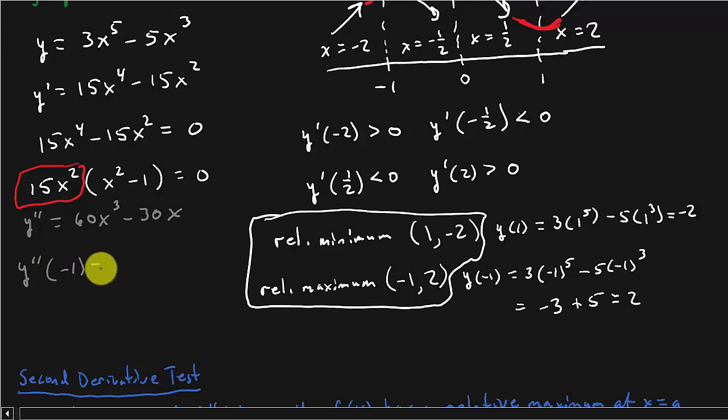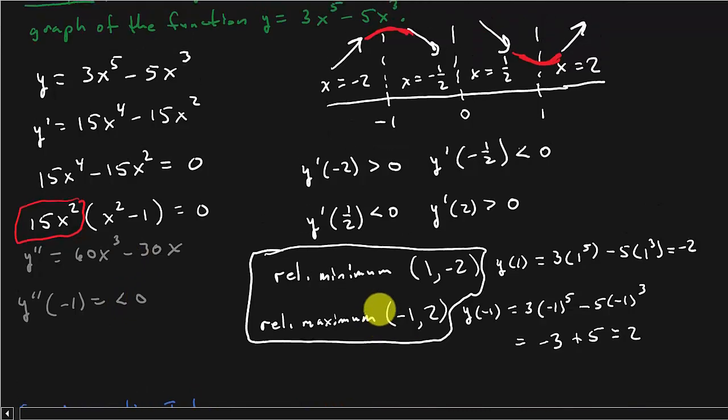So if I do y double prime of -1, that's going to be -60 plus 30. See that? -60 plus 30, which is negative. That's less than 0. So you see the second derivative gave me negative, and there is a relative minimum.